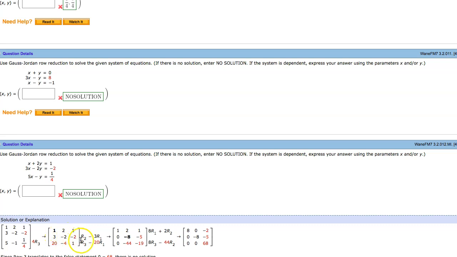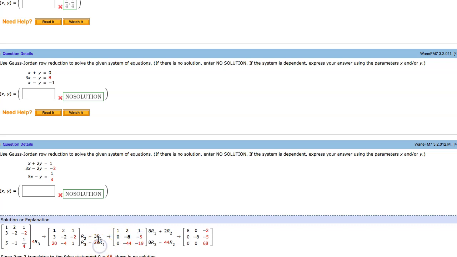Now, I'm going to do row 2 minus 3 row 1, and whatever that turns out to be, we're going to put it into the new row 2. We're going to place that difference into row 2. And we're going to take row 3 minus 20 row 1 and put that into the new row 3 over here. Again, we took row 2 minus 3 row 1 and put that into the new row 2 over here.